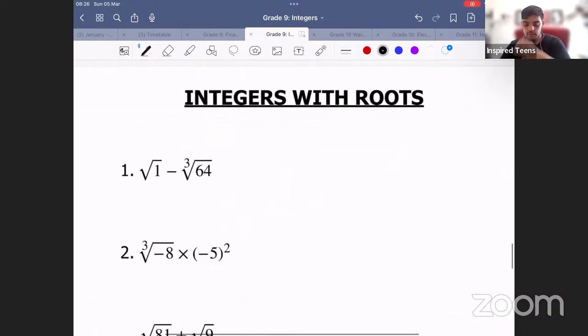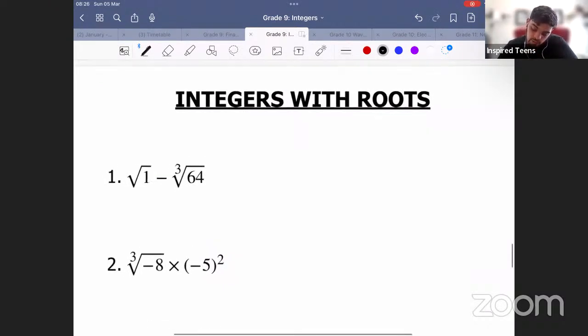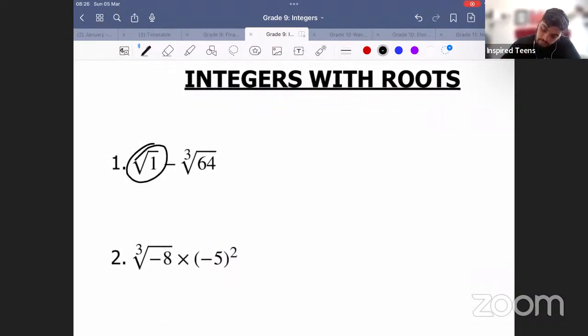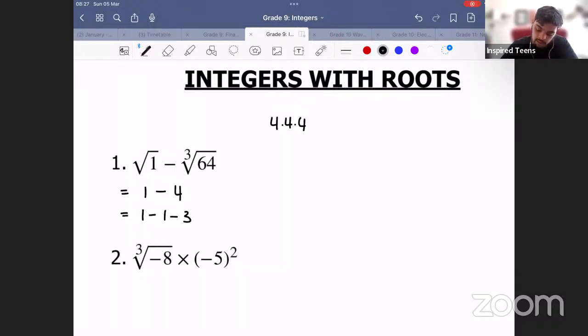Let's look at integers with roots, okay, and how they work. So firstly, we have square root 1, which is just 1. Then we have the cube root of 64. We can utilize our calculators for that. The cube root of 64 gives us 4, okay? Basically, it's like 4 times 4 times 4. And then in this case, 1 minus 4 is like 1 minus 1 minus 3 is equal to minus 3.